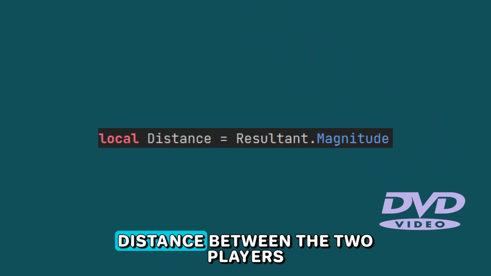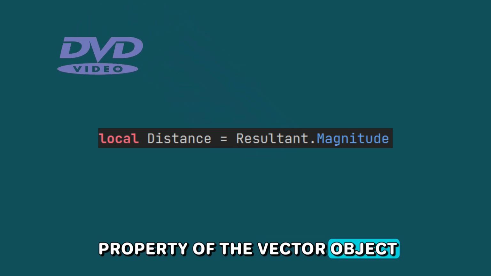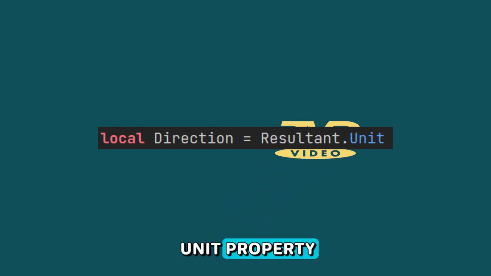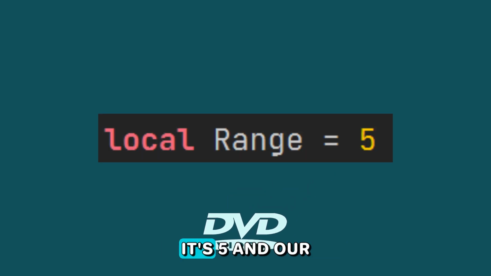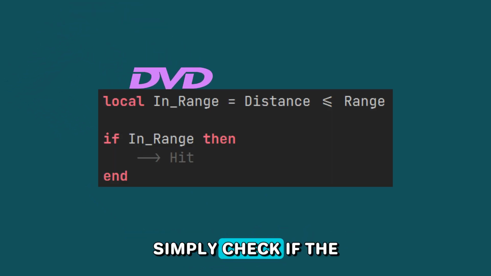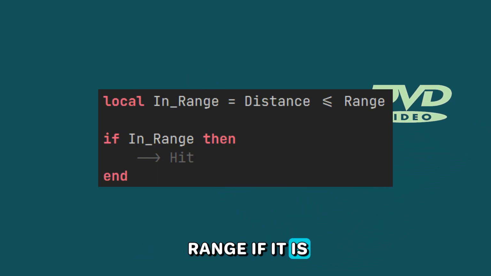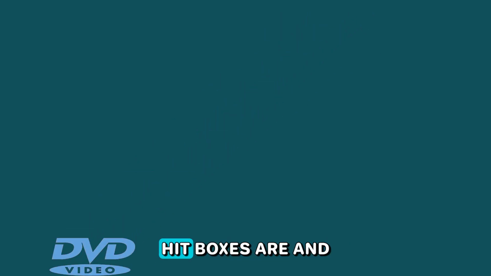We can get the distance between the two players using the dot magnitude property of the vector object, and we can also get the direction of the vector by using the dot unit property. All we have to do now is determine the range of our attack. Let's say in this example it's 5, and our resultant vector came out to be 7. Simply check if the magnitude is less than or equal to our range, and if it is, then we consider it a hit.